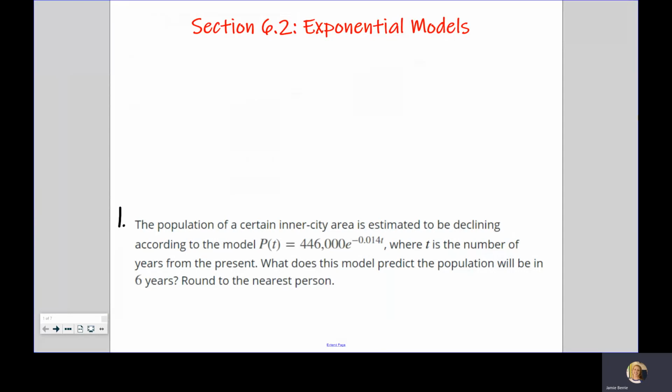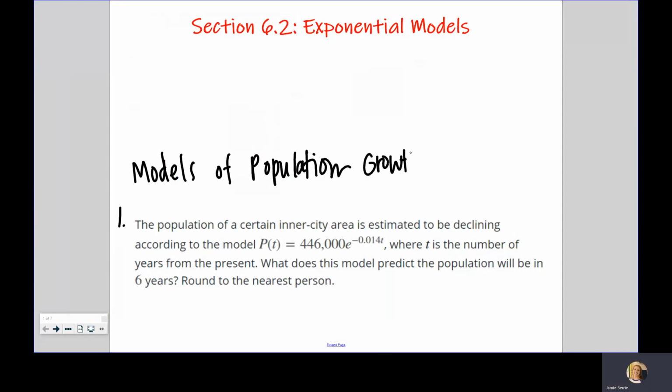So the first application of an exponential model that we'll look at deals with population growth or population decay. So we'll talk about first models of population growth or decay. Of course, population growth would be when a population is increasing. Population decay would be when a population is decreasing.